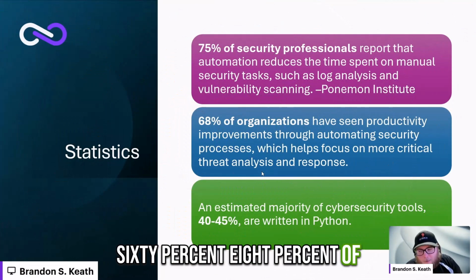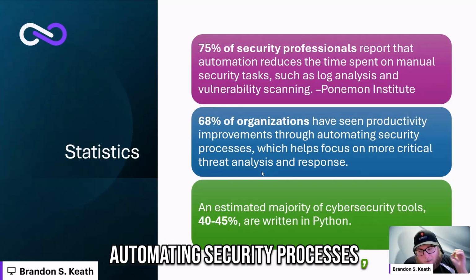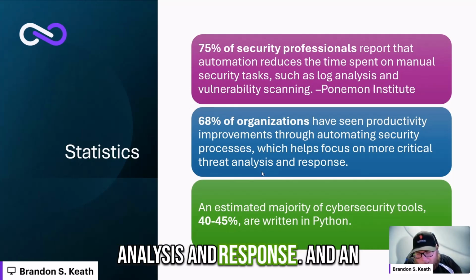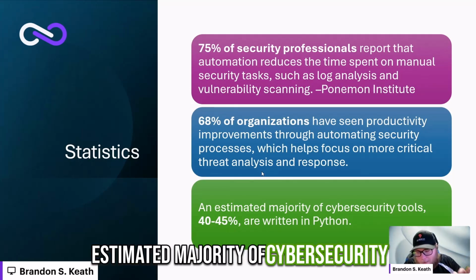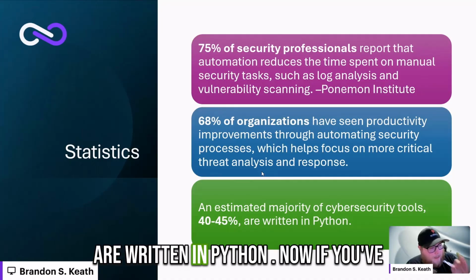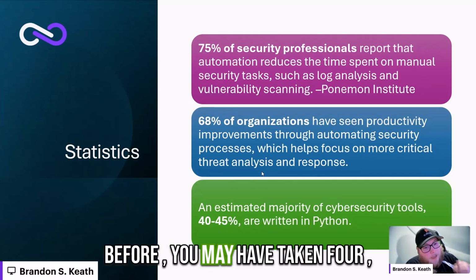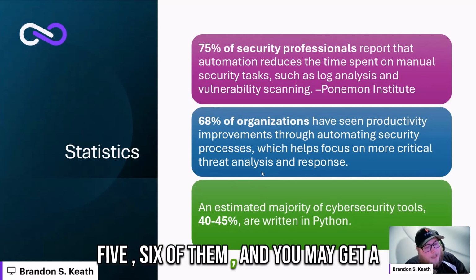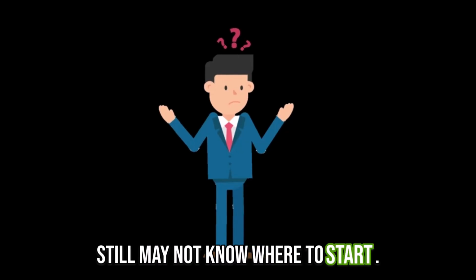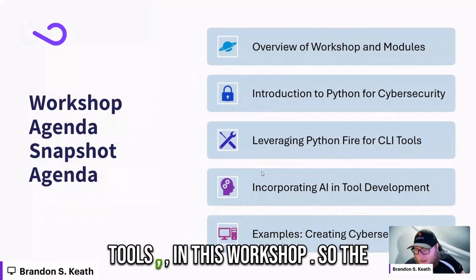60.8% of organizations have seen productivity improvements through automating security processes, which helps us focus, as I just said, on critical things like threat analysis and response. And an estimated majority of cybersecurity tools, 40 to 45%, are written in Python. Now, if you've ever tried to take a Python course before, you may have taken 4, 5, 6 of them, and you may get a little bit of the syntax, but you still may not know where to start. And that's where we hope to bridge some of that gap and build useful tools in this workshop.